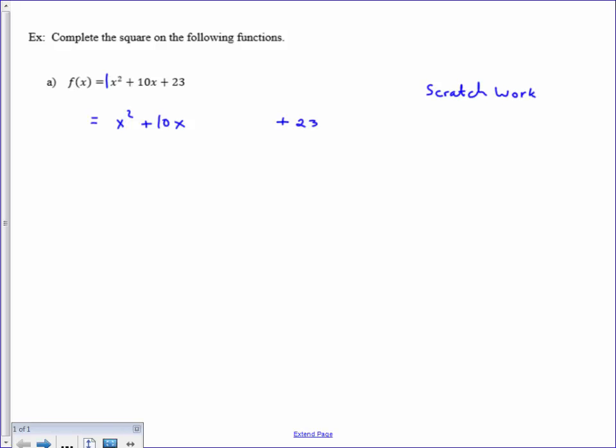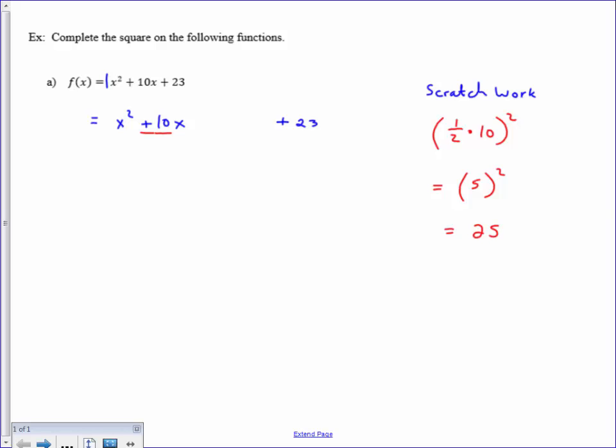And what I'm going to do there is I'm going to look at the number that's in front of my x. Take that number that's in front of x, multiply it by 1/2, and square it. This is one of the steps in completing the square. You always take 1/2 of whatever value is in front of x and you square it. Well, 1/2 of 10 is 5, and 5 squared is 25.